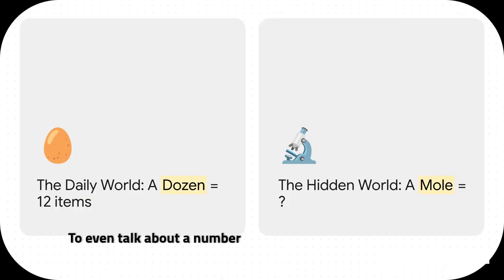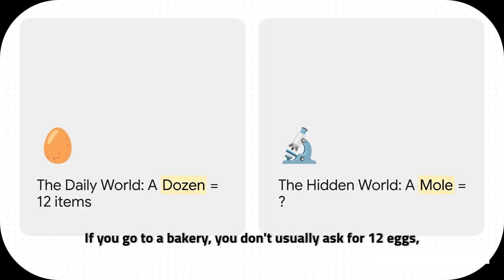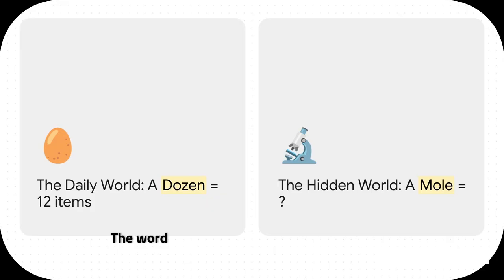To even talk about a number of atoms that massive, chemists realized they needed a completely new word. Think about our daily world for a second. If you go to a bakery, you don't usually ask for 12 eggs. You ask for a dozen. The word dozen just means 12 of something. A score means 20. A gross means 144. Well, chemists created a word exactly like this, and that word is the mole.